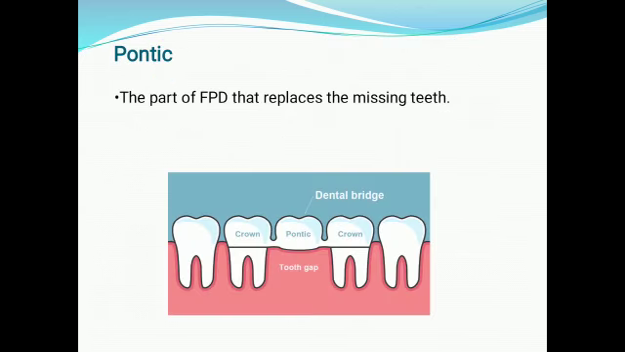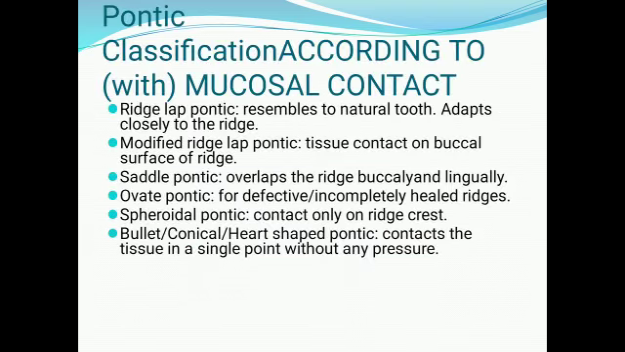Coming to the pontic, a part of fixed partial denture that replaces the missing teeth. It is classified based on mucosal contact and non-mucosal contact. Mucosal contact pontics: ridge lap pontics, modified ridge lap pontics, saddle pontic, ovate pontic, spheroidal pontic, and bullet, conical or heart-shaped pontic. Ridge lap pontics resemble natural teeth and adapt closely to the ridge.